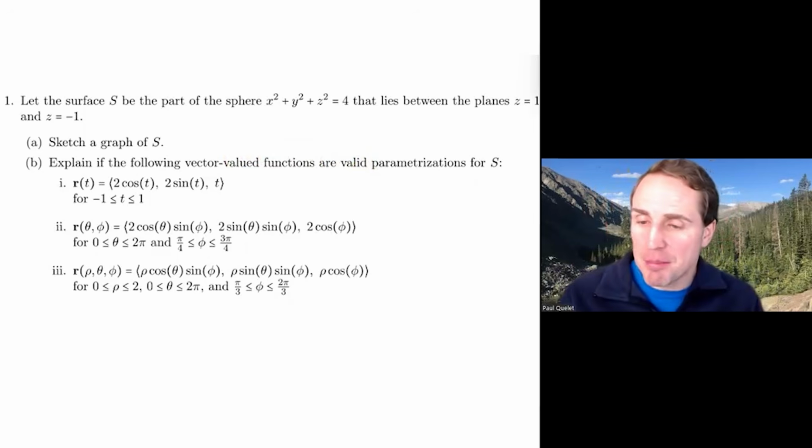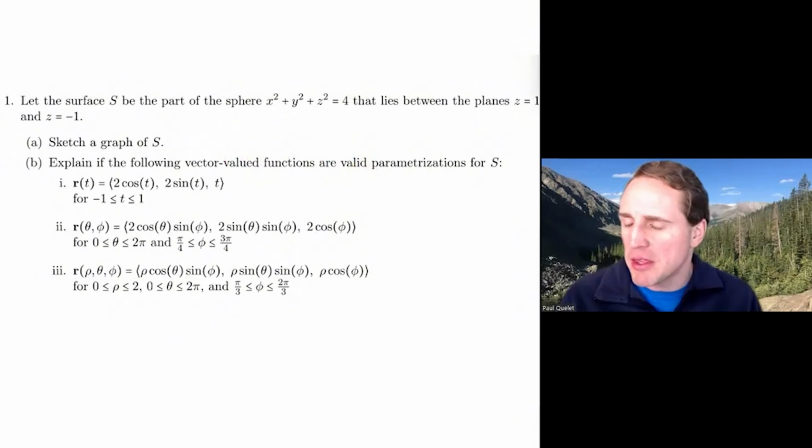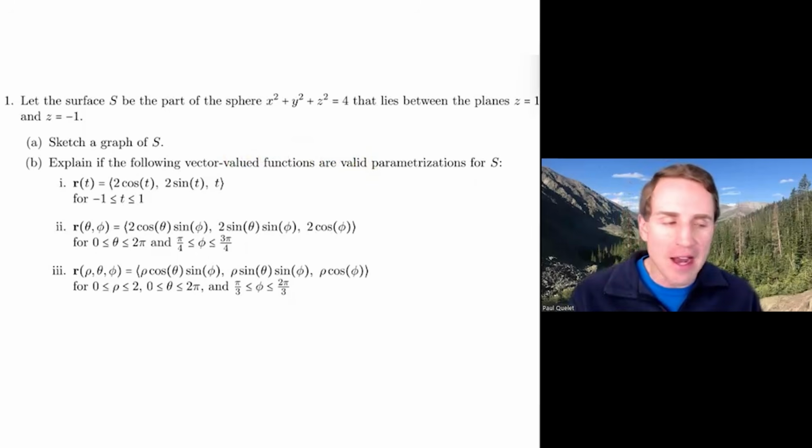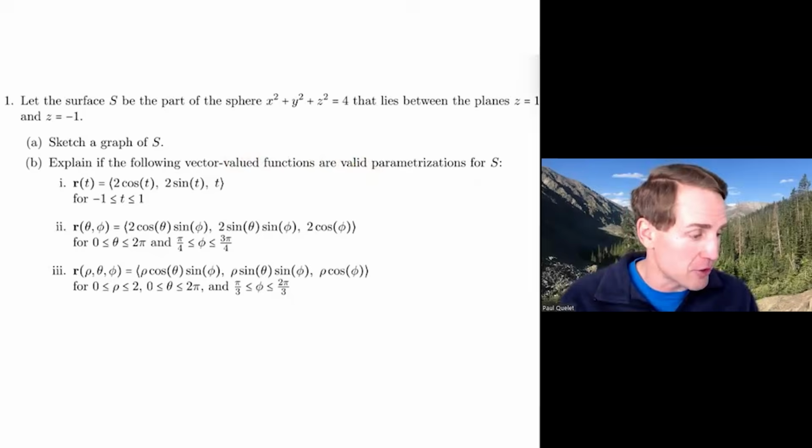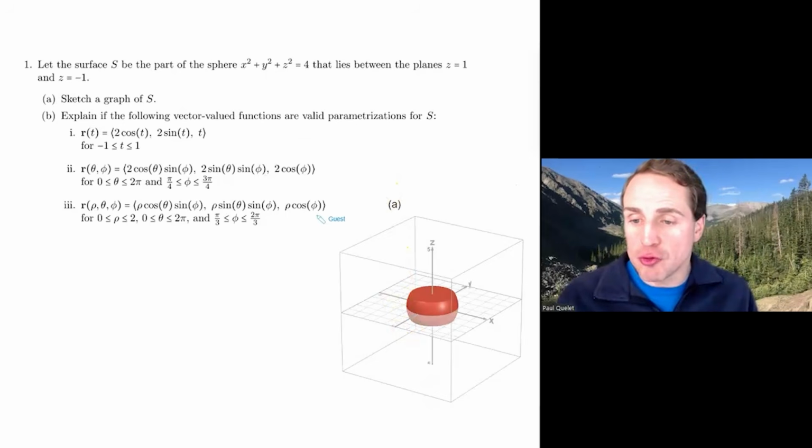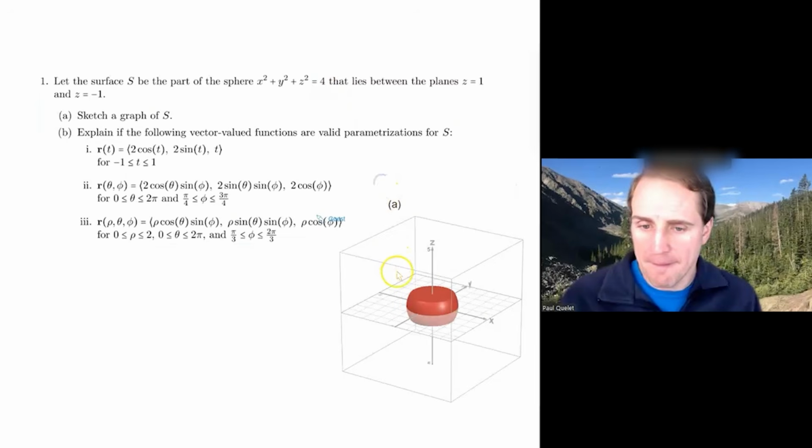Let S be the part of the sphere x squared plus y squared plus z squared equals 4 that lies between the planes z equal to 1 and z equal to -1. Sketch a graph of S. Explain if the following vector valued functions are valid parameterizations for S. Part A, the idea is that the way you draw it is just go ahead and draw a sphere. What would the radius of the sphere be? A radius of 2. Exactly.